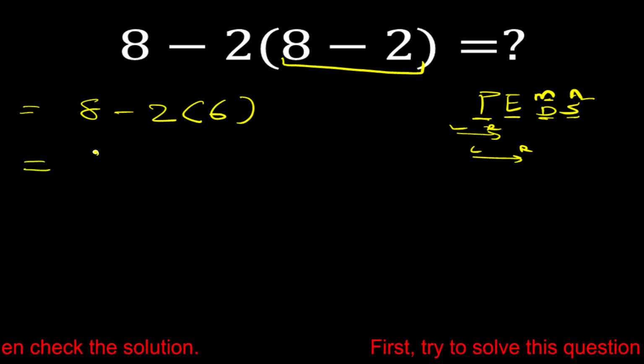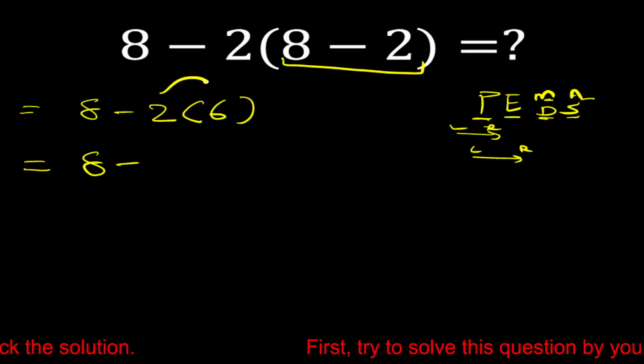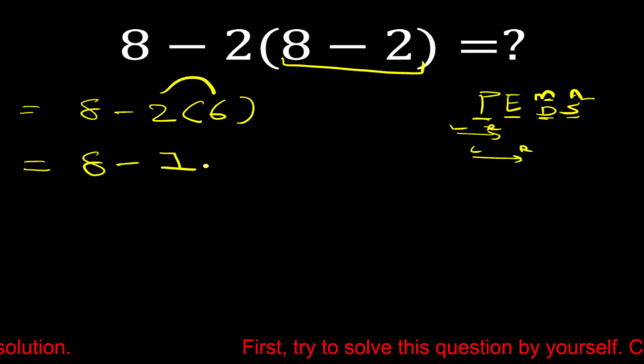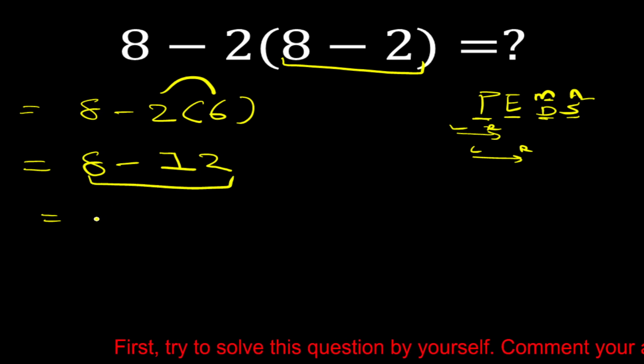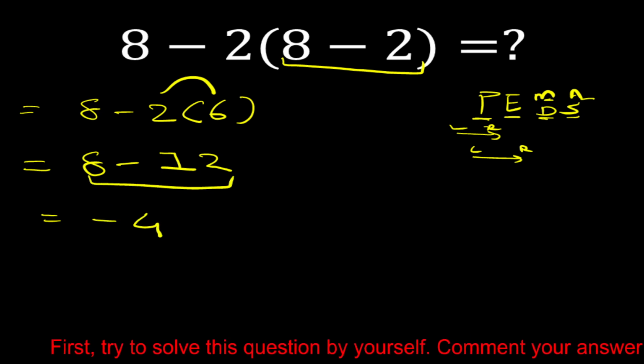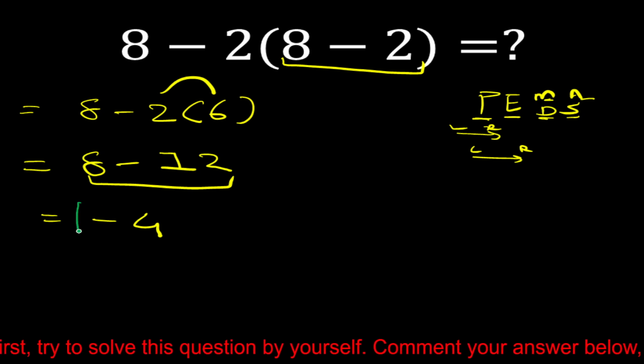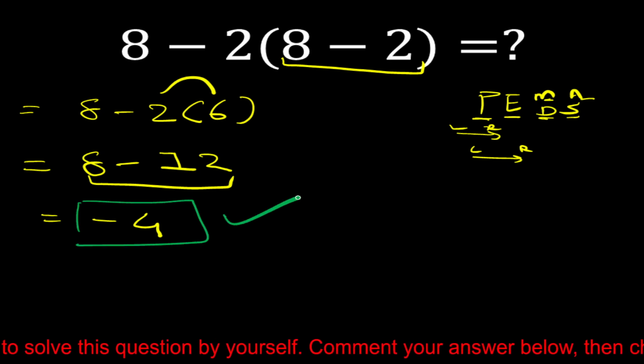Now 8 minus 2 multiply 6 is equal to 12. Now 8 minus 12 is equal to minus 4. Okay, so the correct answer is minus 4.